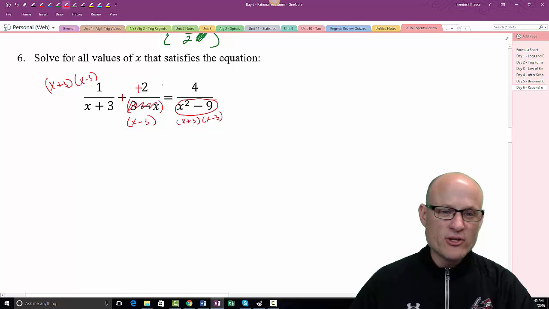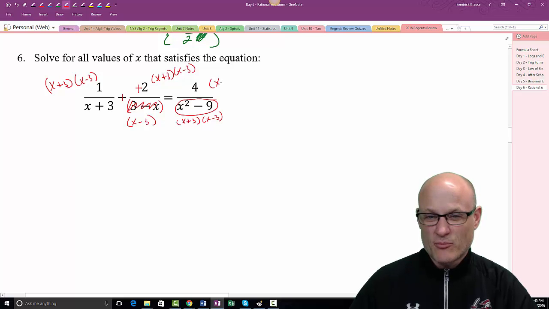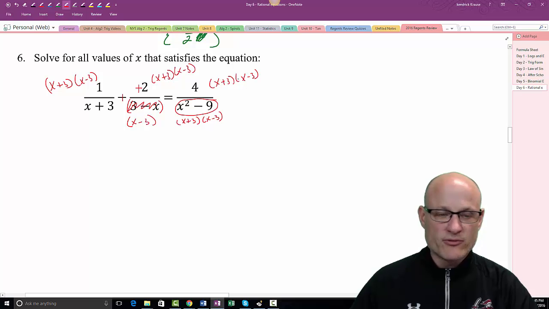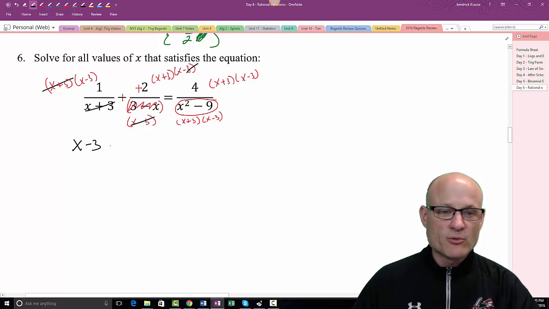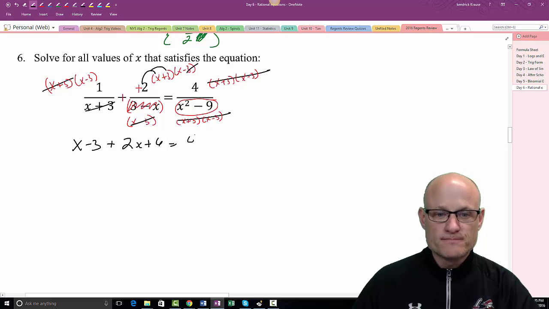x minus 3. Once you notice a couple of these things, they actually go pretty quickly. Even though they're relatively difficult questions, they actually become relatively easy. X plus 3, x minus 3. This one actually is very easy. The x plus 3's cancel. I'm left with x minus 3. The x minus 3's cancel. I'm left with plus 2x plus 6. Now I distributed that too. Equals 4. The whole thing just went.